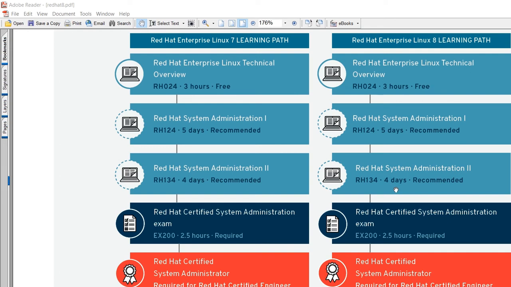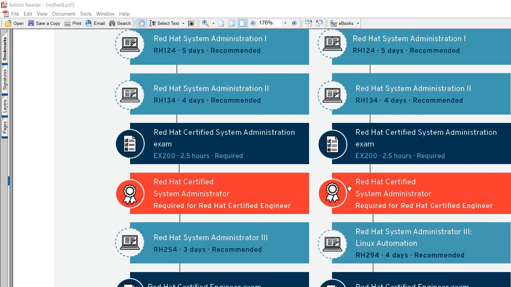Previously there were two exams, EX200 and EX300. The EX200 exam code was EX200, along with RH124 and RH134. Still, if we talk about 8.0, it is the same. The exam duration previously was 2.5 hours, and it is still 2.5 hours.